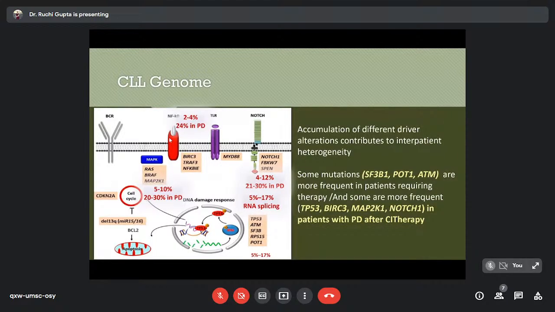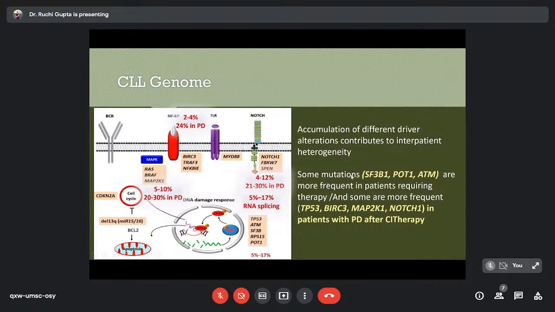So again, just with the help of another diagram, just to emphasize the accumulation of different driver mutations, like I said, the B cell receptor pathways, the MAP kinase pathway. Initially the abnormalities of the cell cycle genes or the DNA damage response genes are to the tune of 5 to 10%, but they increase to the tune of 20 to 30% in patients who have a progressive disease. The same holds true for Notch1 mutations, NF-kappa B, TP53, ATM genes, and so on.